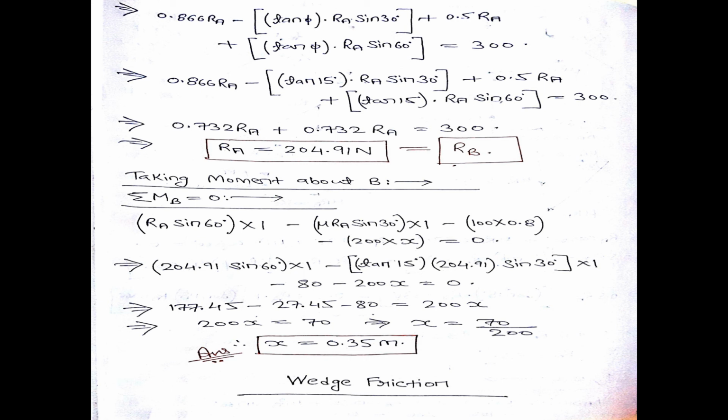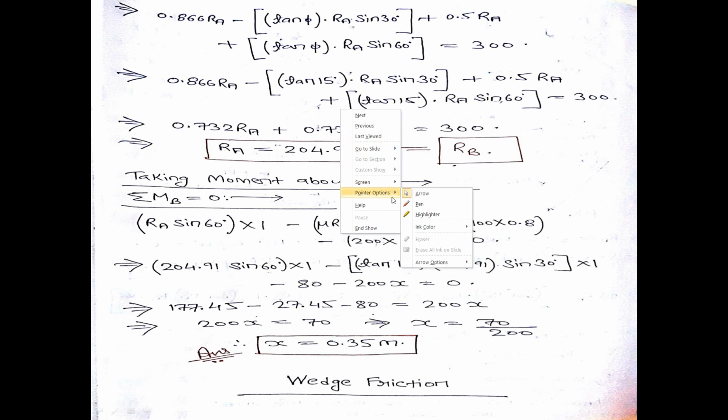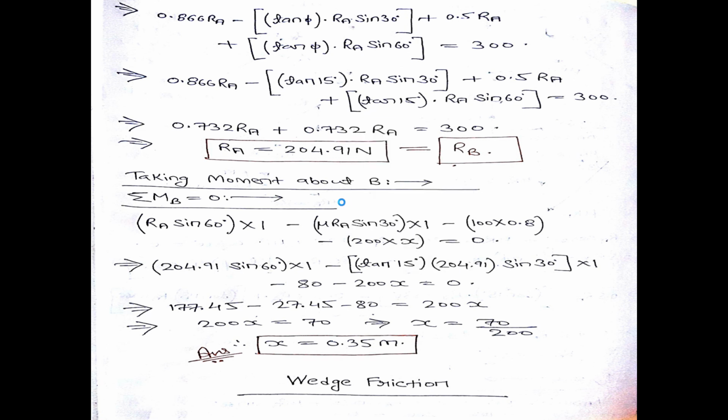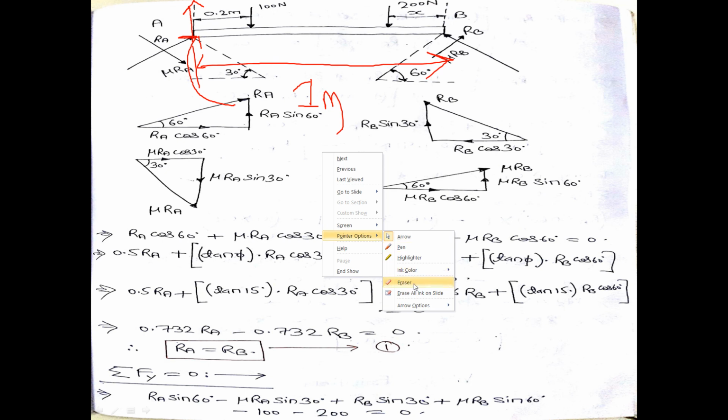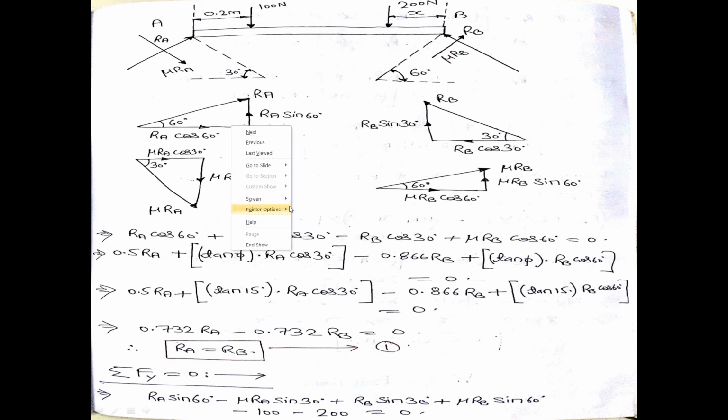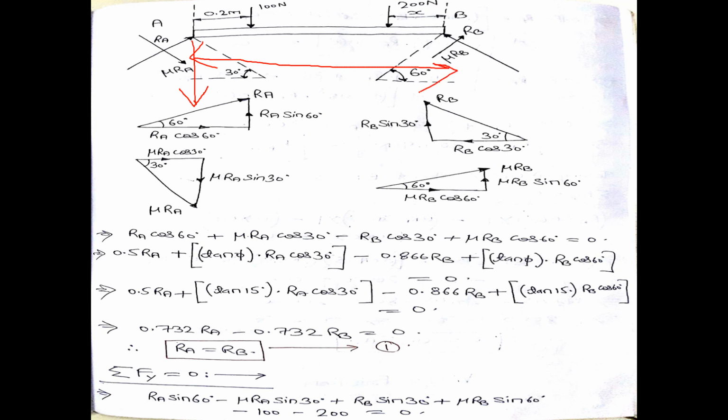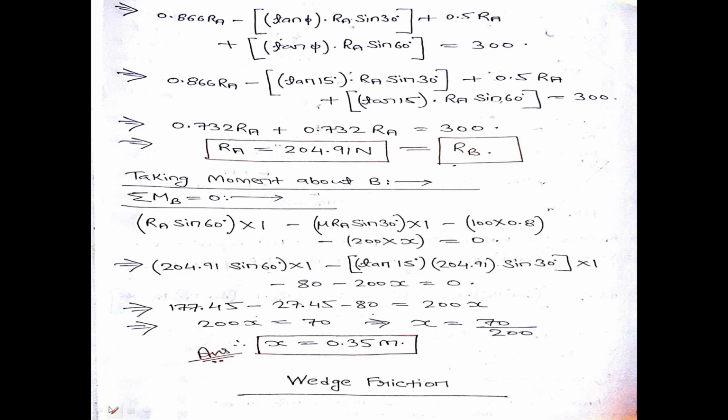Okay. So RA sin 60 into 1. Next is the moment of mu RA. Again for this mu RA, the cos component I won't take. I have to take the sine component, that is mu RA sin 30 into this 1. But you see, this mu RA into 1 at point B is creating anti-clockwise moment. So I am taking it as negative. That is minus mu RA sin 30 into 1.